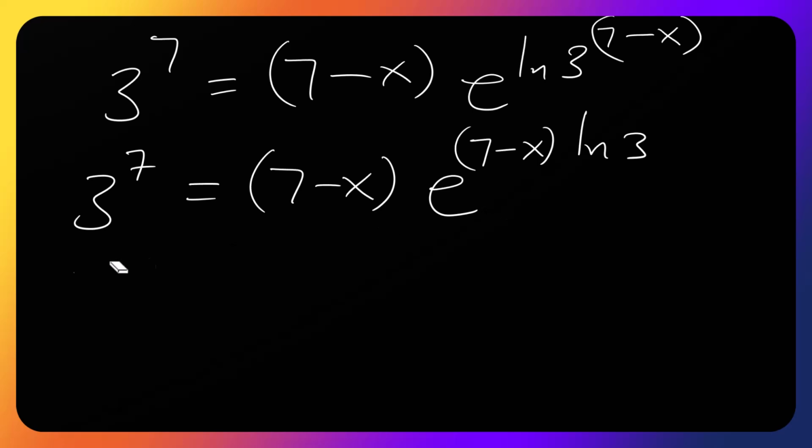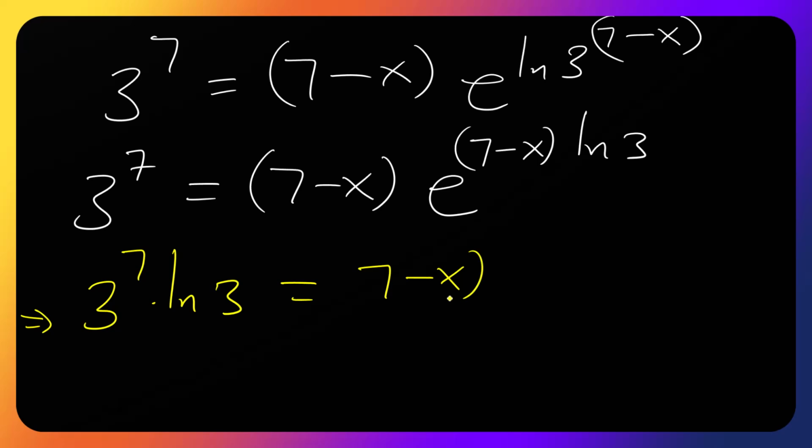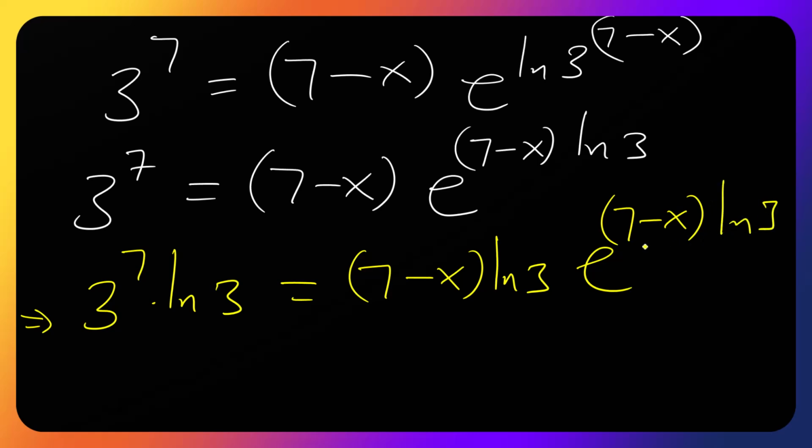I would like to multiply both sides by this. So that will be 3 to the power 7 ln of 3, 7 minus x ln of 3, times e raised to that ln of 3. Perfect. So what is here and what is there are the same. So we are free to go.